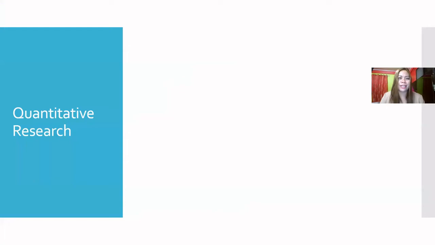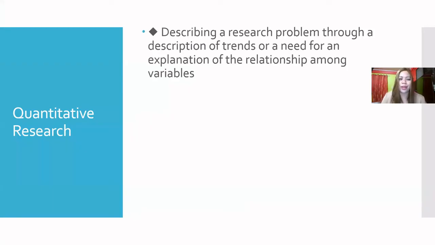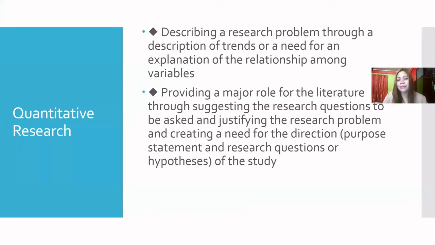And so let us try to differentiate quantitative research and qualitative research based on their characteristics. When we talk about quantitative research, this is a research which describes a research problem through description of trends or a need for an explanation of the relationship among variables. This provides a major role for the literature through suggesting the research questions to be asked and justifying the research problem and creating a need for the direction, purpose statement, and research questions or hypotheses of the study.